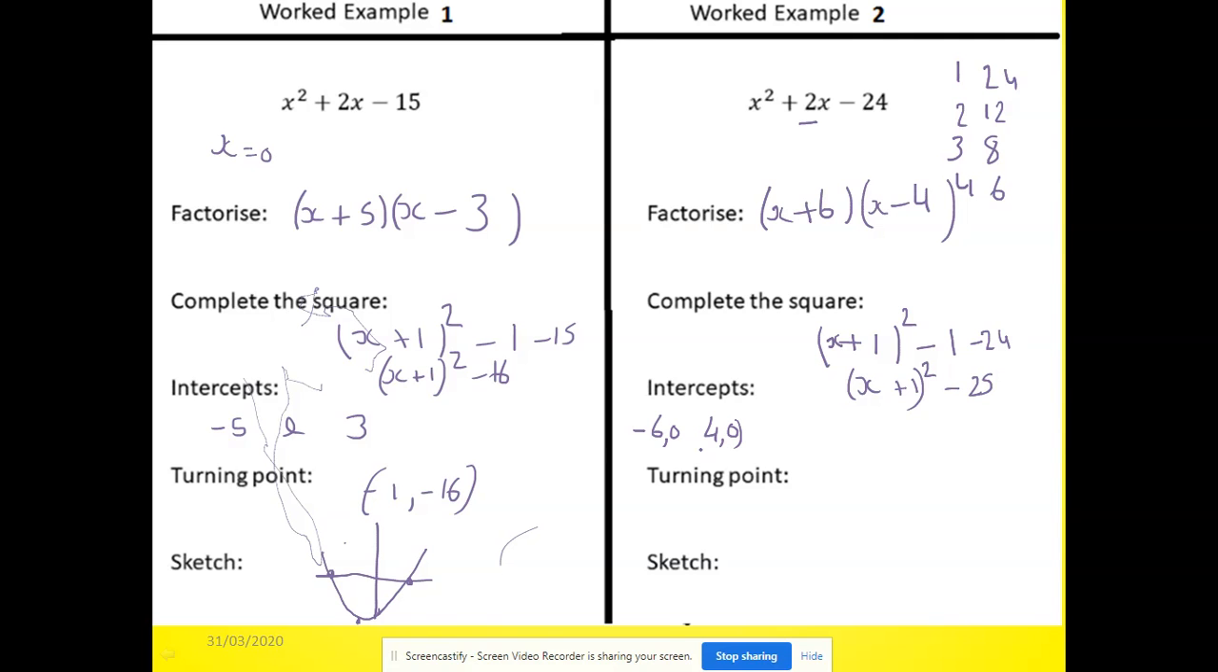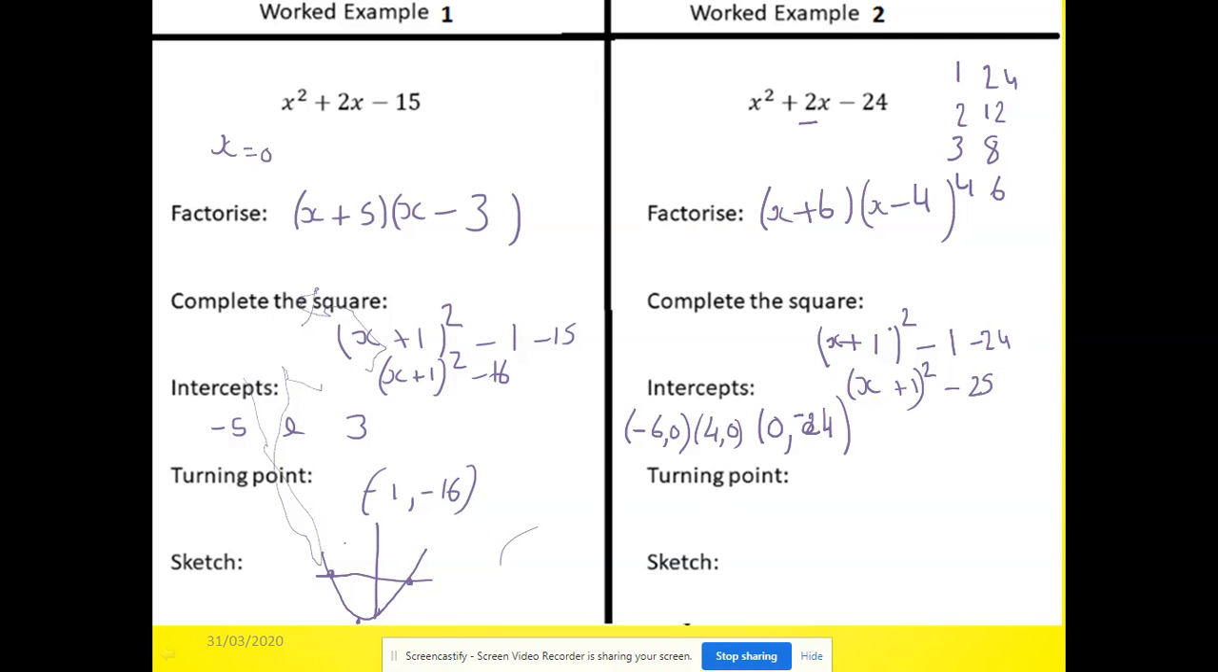I'll do them as coordinates this time. I didn't in the previous example. I just realized it said intercepts and I didn't do the y-intercept in that previous one, but I did show you how you get it. And for the y-intercept, it's going to be when x is equal to 0, which means if I put x equal to 0, then I get minus 24. So we get minus 24.